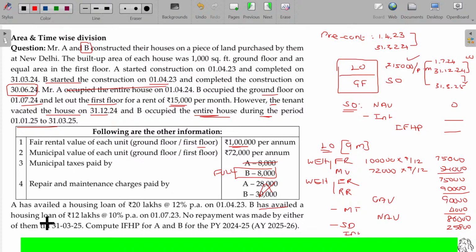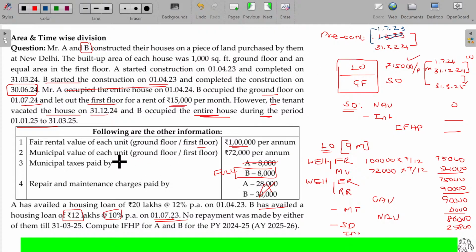B has availed a housing loan of 12 lakhs at the rate of 10% on which date? 1/7/23. Though the construction started on 1/4/23, the loan availed date is only 1/7/23. So commencement of construction or loan availing date, whichever is later will be taken. So 1/7/23 will be taken. Pre-construction period end date will be the repayment date or 31st March, whichever is earlier, from the year of completion. So between this period will be considered as pre-construction period.